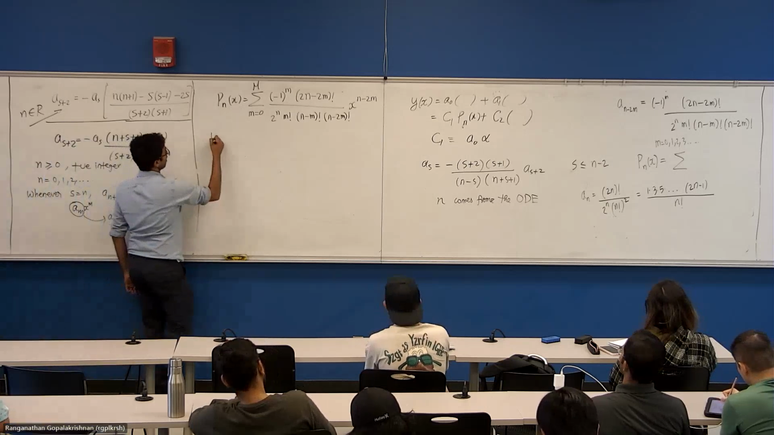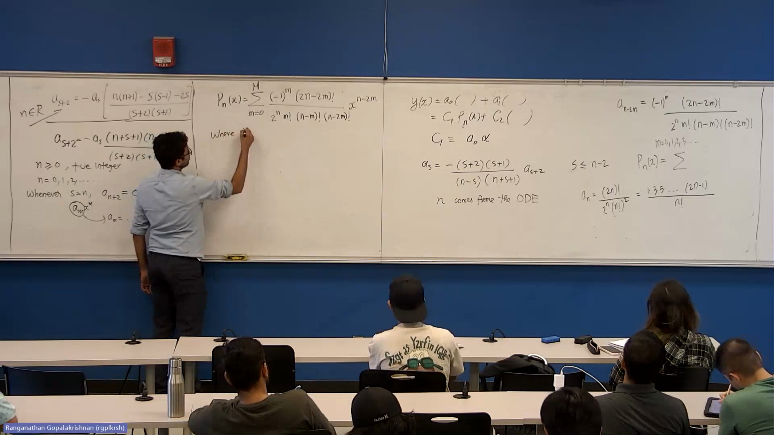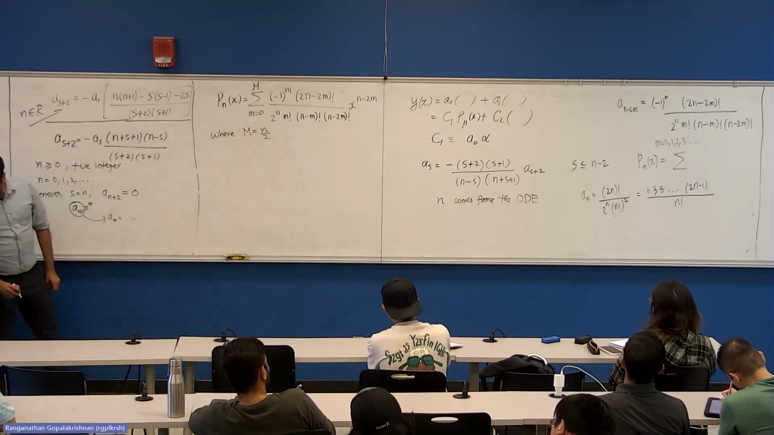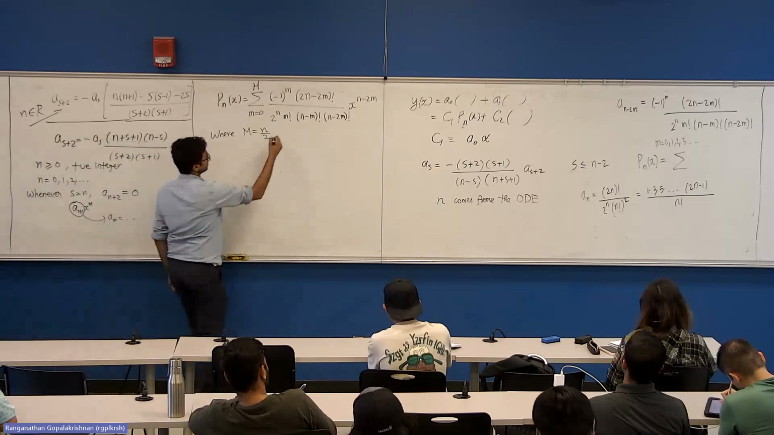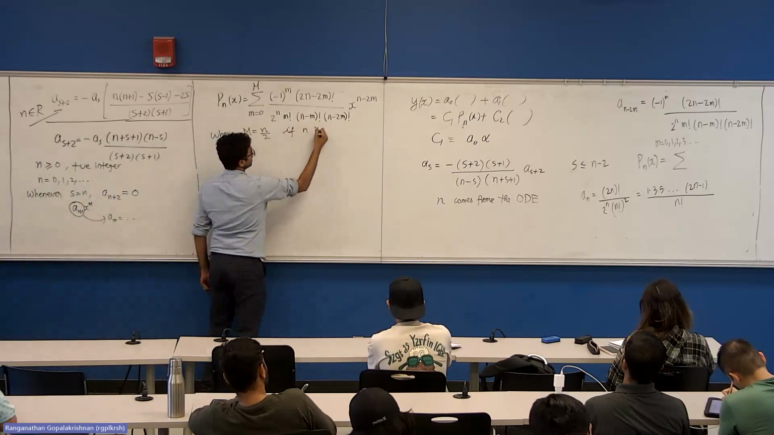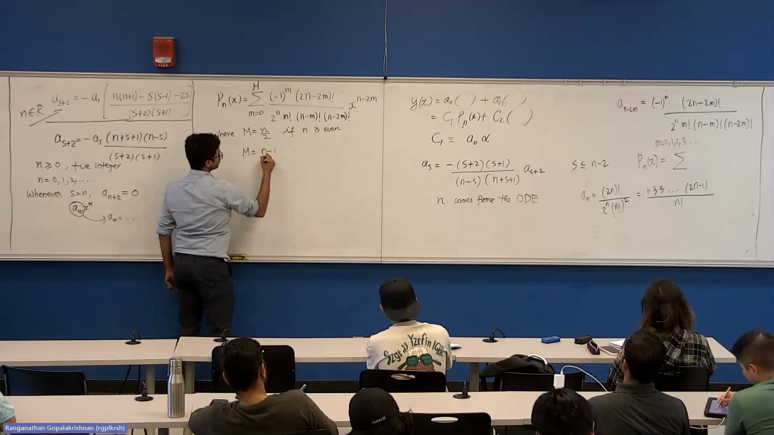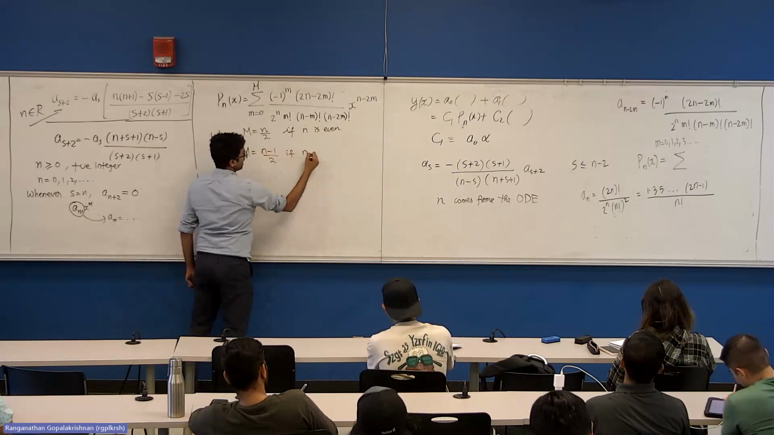where uppercase M equals n over 2 if n is even, and M equals n minus 1 over 2 if n is odd.